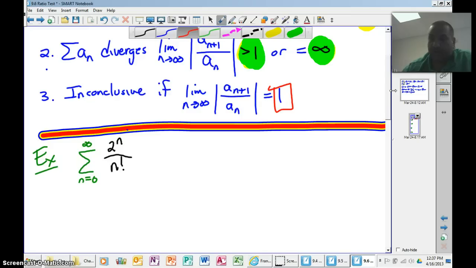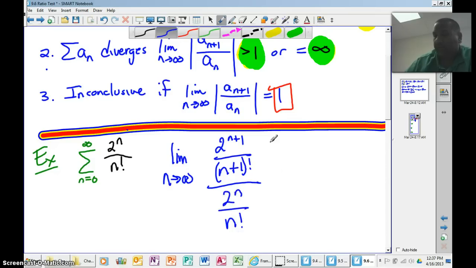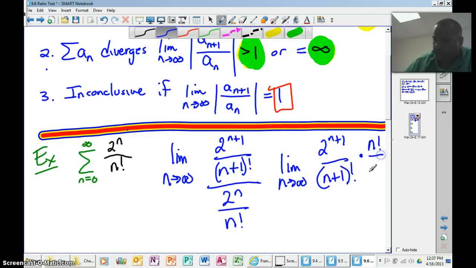Here's one. 2^n over n factorial. What I'm going to do is take the limit as n goes to infinity of 2^(n+1) over (n+1) factorial, all over 2^n over n factorial. I'm going to make that nice, and I'm going to get 2^(n+1) over (n+1) factorial times n factorial over 2^n.